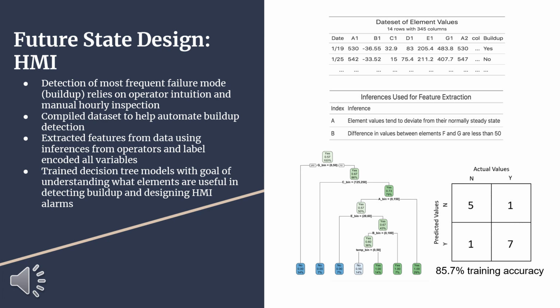So we trained some decision tree models to help understand what elements are useful in detecting buildup, and our best model resulted in 85% accuracy, and it used 5 different sensors as well as the relationship between 2 sensors to determine if buildup had occurred. Our goal would be to incorporate this model as an alarm in the HMI for future operations.